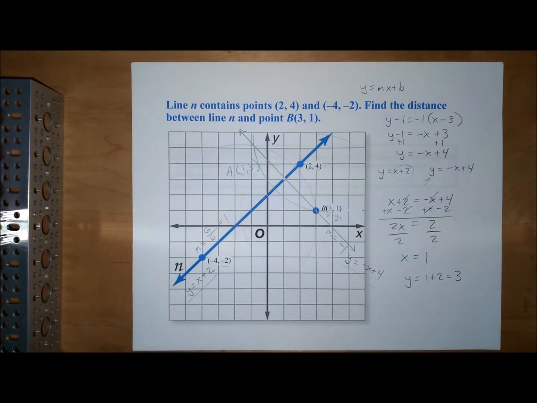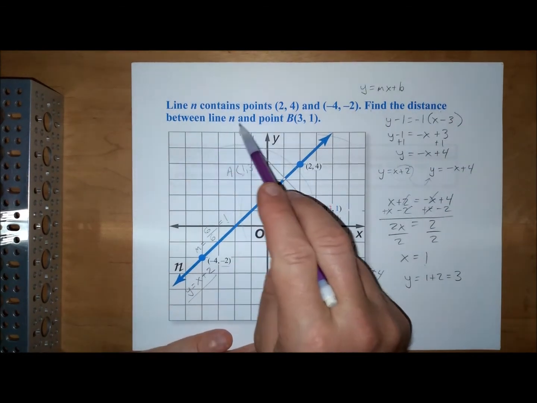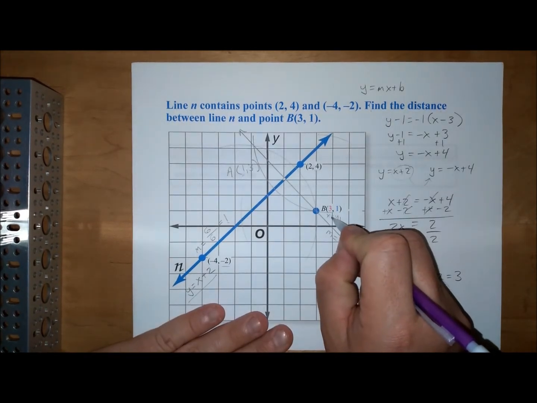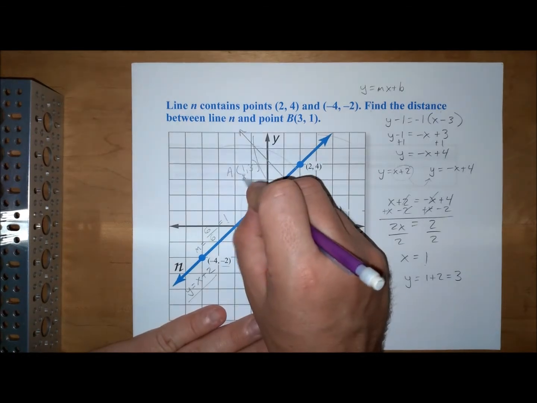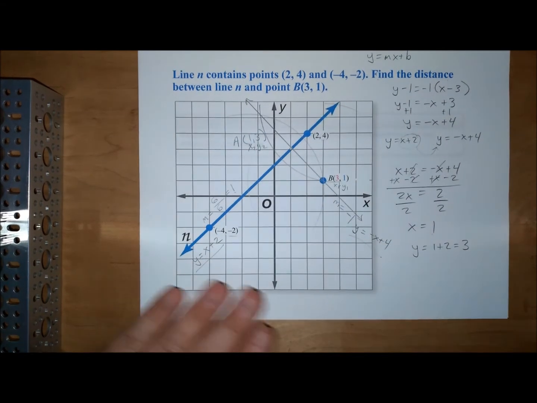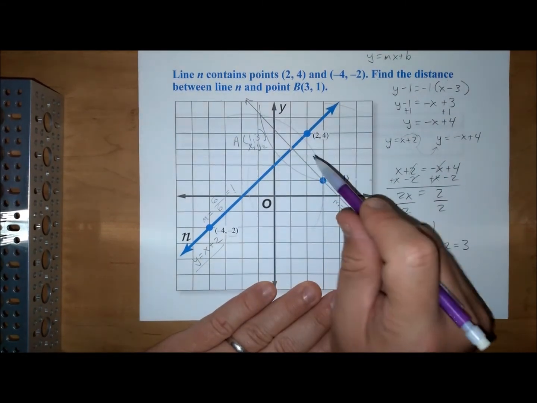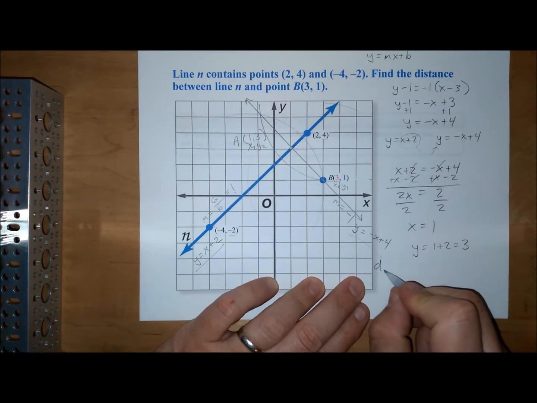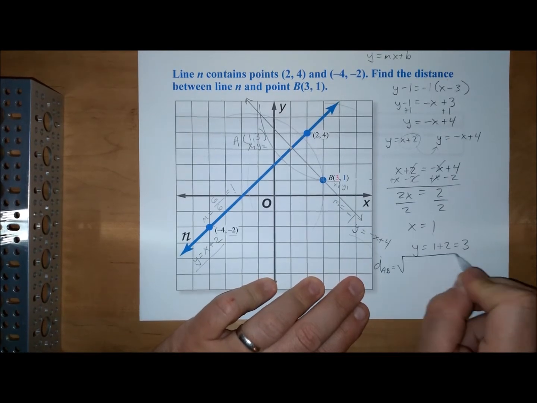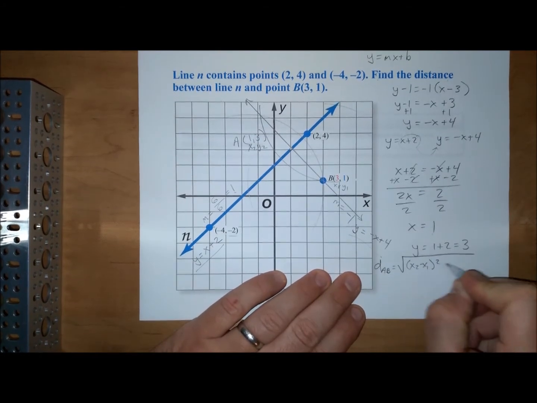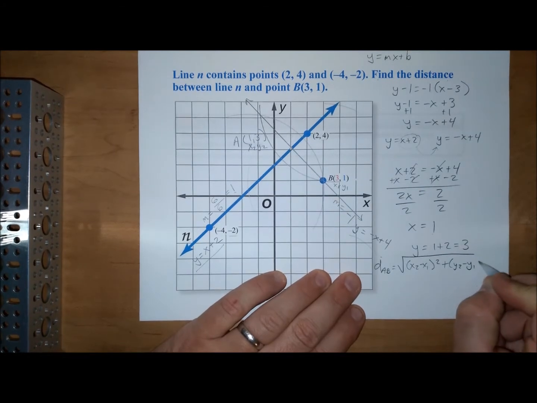Excellent. Have we answered the question yet? We're only partway there, because they want us to find the distance between line N and point B, 3, 1. Okay, so now that I've already got this labeled x1, y1, why don't I go ahead and label this x2, y2, and can we plug that into our distance formula? That'll give us the length of segment AB. That gives us the distance from point A to point B. So distance from A to B is going to equal the square root of, remember our general formula, x2 minus x1 squared plus y2 minus y1 squared.